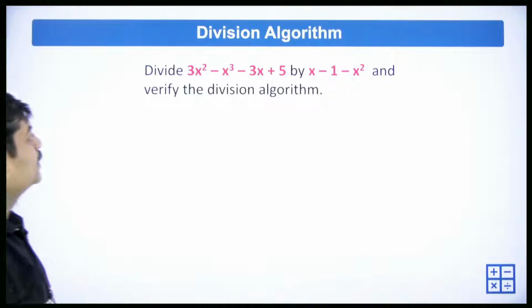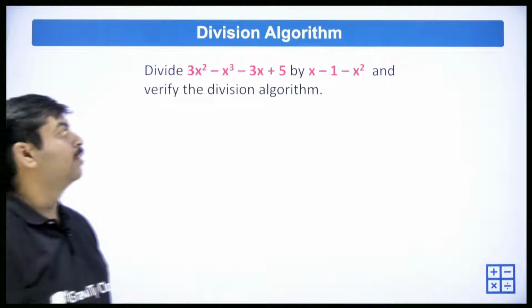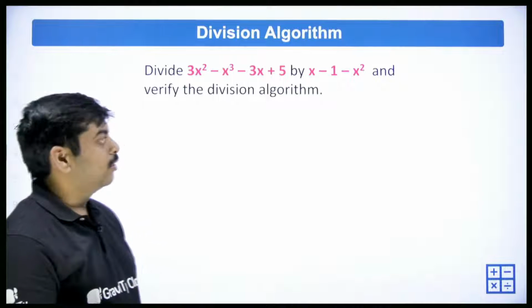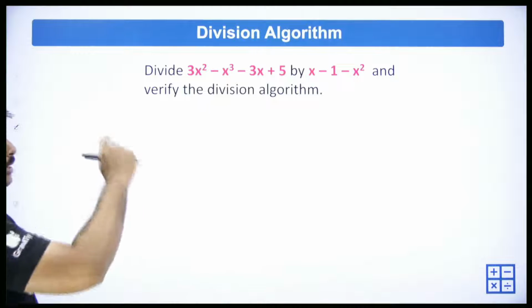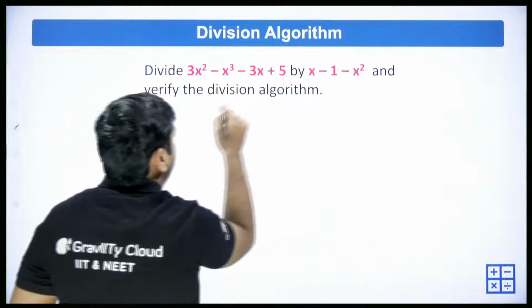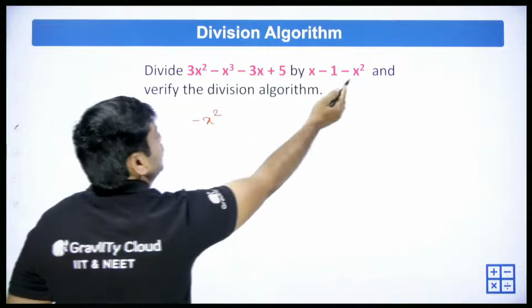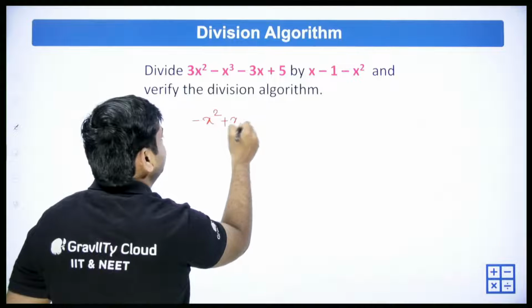Divide 3x square minus x cube minus 3x plus 5 by x minus 1 minus x square and verify the division algorithm. Is it the same thing which we have discussed previously? No. But write this one properly, because we have a negative x square. You should not get confused with the negative. Minus x square plus x minus 1.